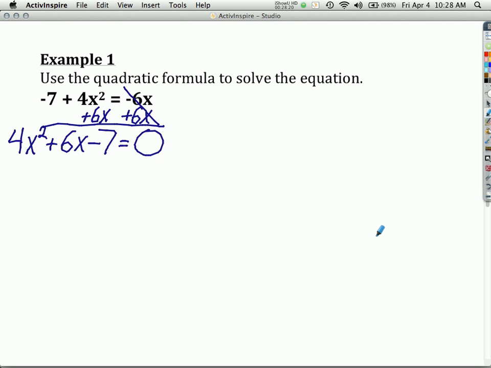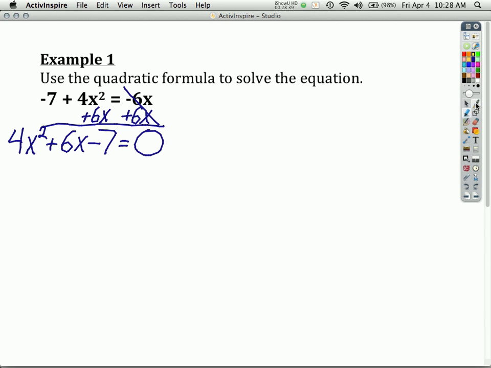Good. Now the formula is based on 3 numbers, A, B, and C. Could someone tell us what is A? What is A, Valerie? Good. What is B, Alexandra? Good. Sebastian, C. What is C? Very good. So it's easy to pick out the numbers once it's in this form. So we're going to write down the formula.